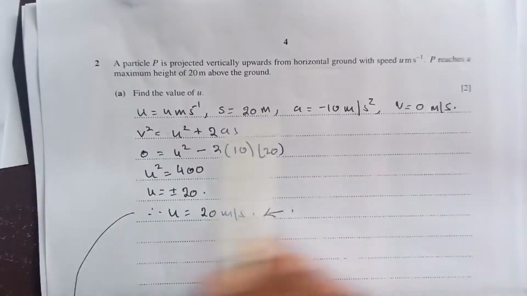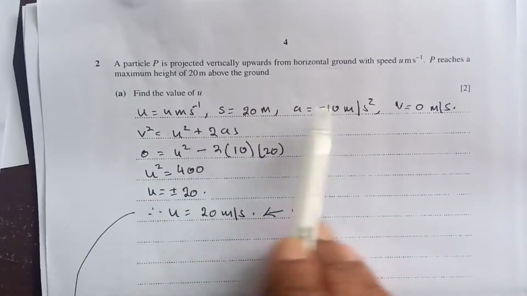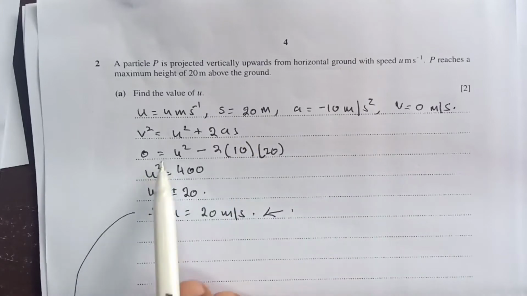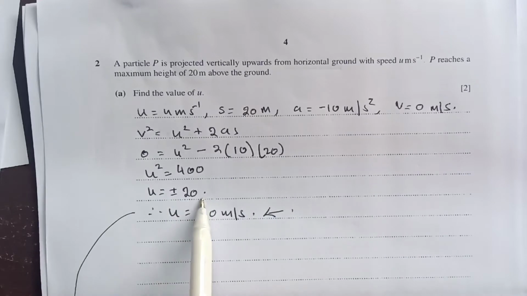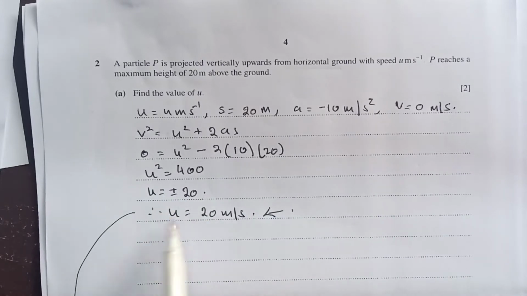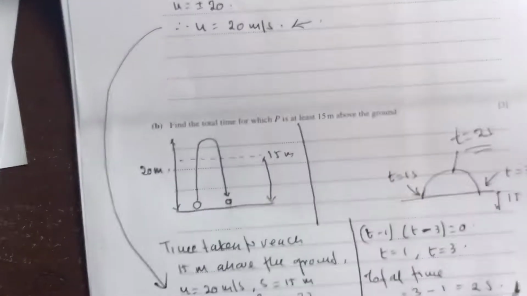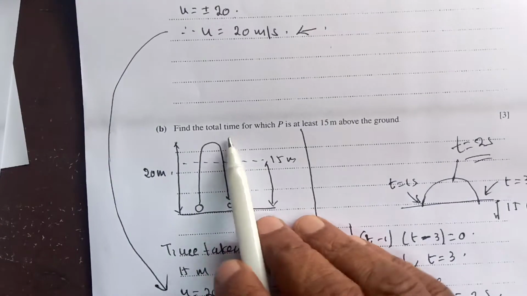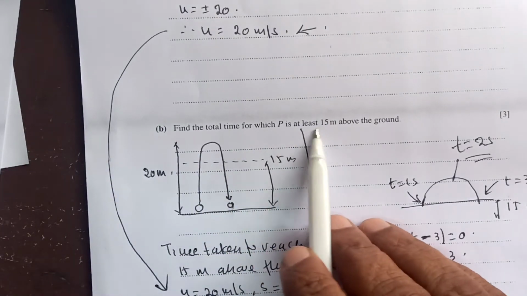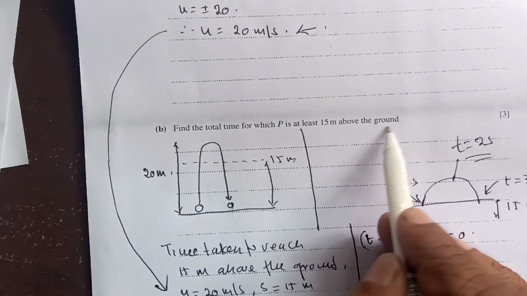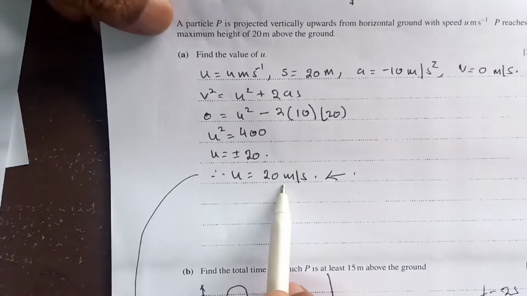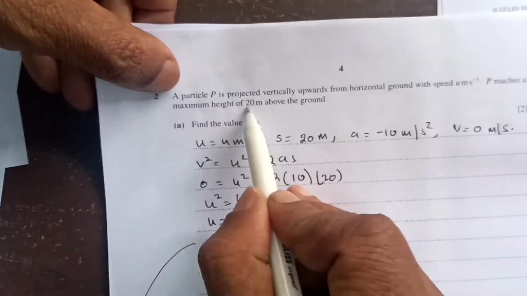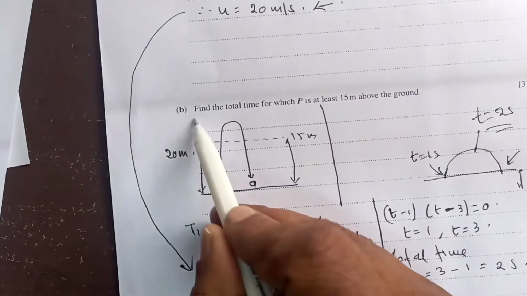Now you are given v, a, and s, so we use this equation. We replace all the values. Okay. Then we are going to get u. Now u cannot be negative, so it is 20 meters per second. Now the second part of the question: find the total time for which P is at least 15 meters above the ground. So we know that the maximum height reached is 20 meters.